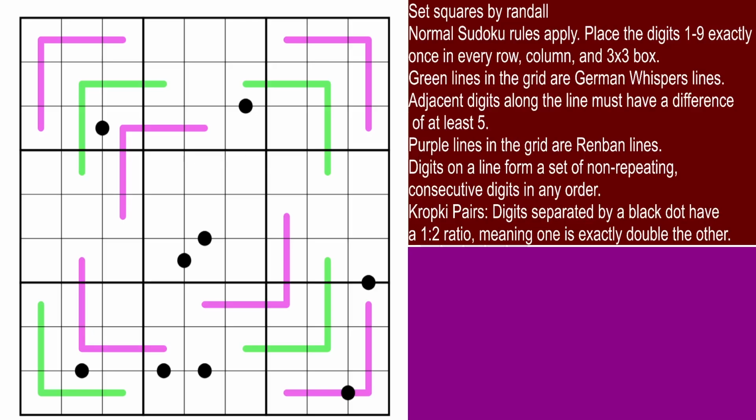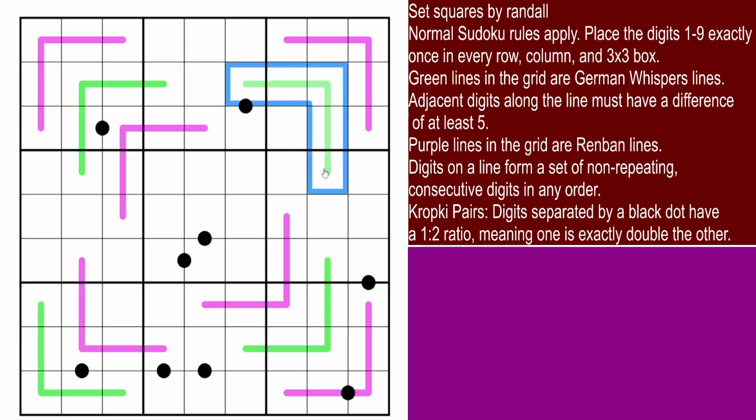So all clue types are standard: 9x9 Sudoku, German Whisper, Renban, Kropki Pairs. Okay, so what are those? The normal Sudoku rules: place the digits 1 to 9 exactly once in each row, each column and each 3x3 box without any repetitions. Green lines in the grid are German Whisper lines. Adjacent digits along the lines must have a difference of at least 5.